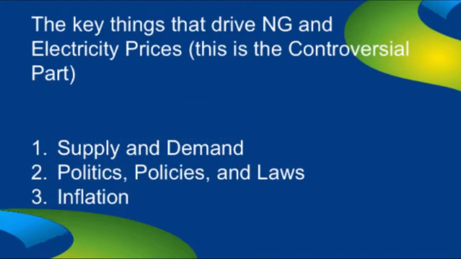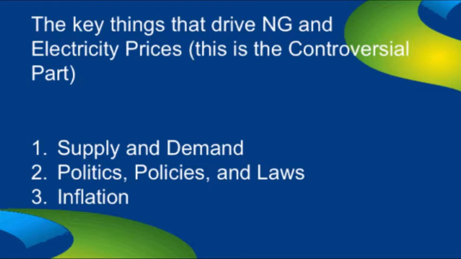Now let's move to the key things that drive natural gas and electricity prices. This is the controversial part. In my opinion, the three areas in order are: first, supply and demand. This is straightforward economics, and we see this especially in petroleum supplies. Now with electricity, we often see the cost change in tiered markets for different times of the day due to the higher demand. Secondly, I call it politics, policies, and laws.